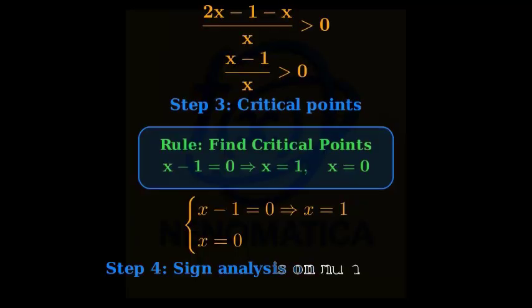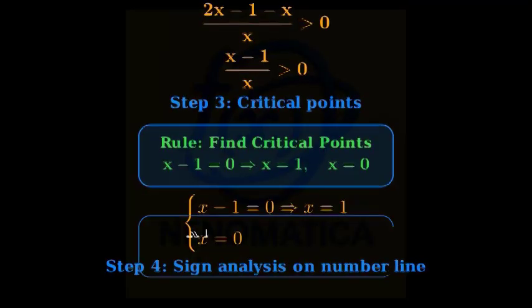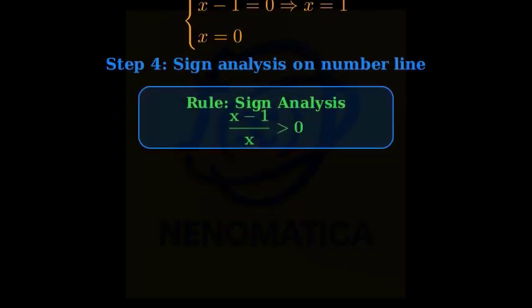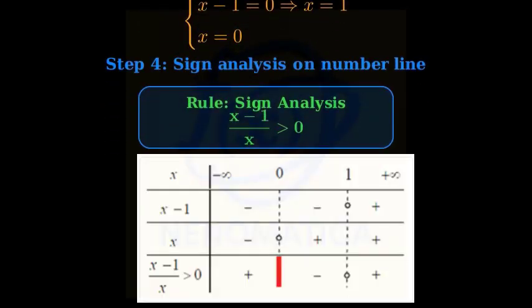Step 4. Analyze signs across the intervals determined by the critical points. We study the sign of x minus 1 and the sign of x, then the sign of the fraction. The positive intervals are minus infinity to 0 and 1 to infinity. Step 5. Write the solution set. The inequality holds on open intervals, so the answer is the union of negative infinity to 0 with 1 to infinity.